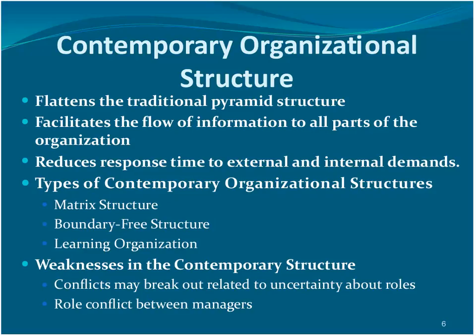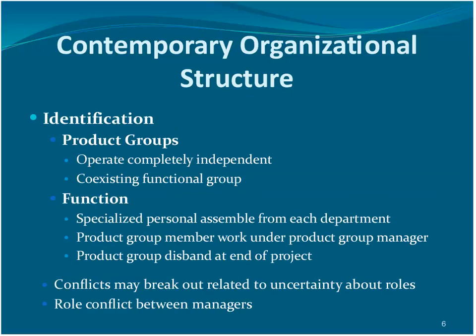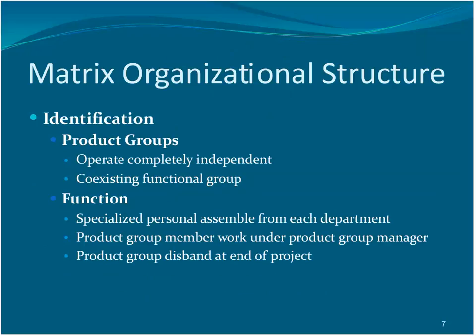Types of contemporary organizations can be, I have mentioned three of them here: a matrix structure, which I mentioned before, a boundary-free structure, and a learning organization structure. I will talk about the matrix organization on later slides. This type of organizational structure has a few weaknesses: conflict may break out related to uncertainty about roles, and role conflict between managers. Sometimes the managers come into conflict, which will be described later in matrix organizations.